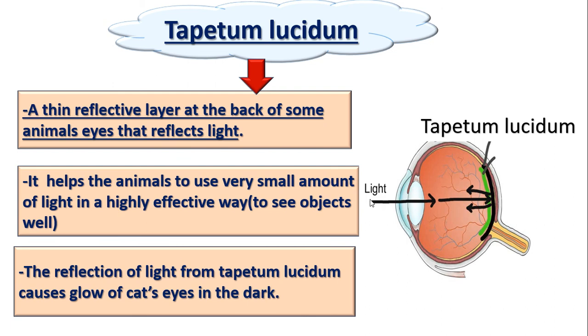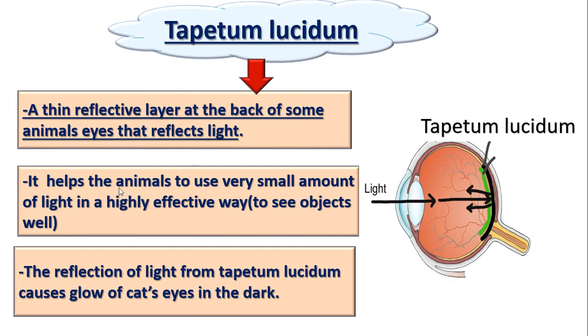Again, the light will enter from the pupil of the eyes and go to the tapetum lucidum. The tapetum lucidum does what to the light? Reflects the light. It is a reflective layer which reflects the light. And when it reflects the light, the eyes will collect more light and glow, and it will be like a lamp which can see everything in the dark.